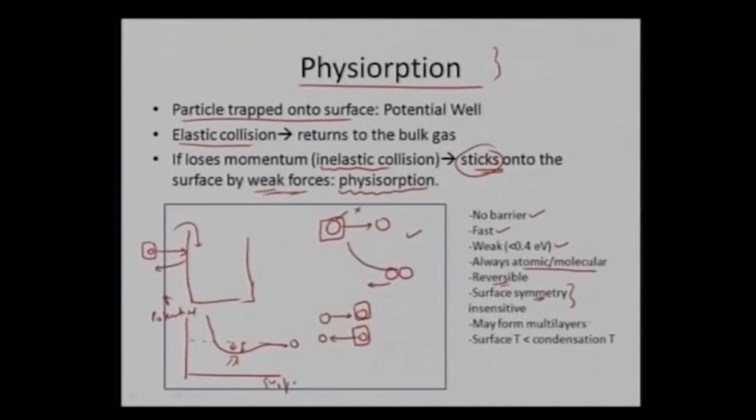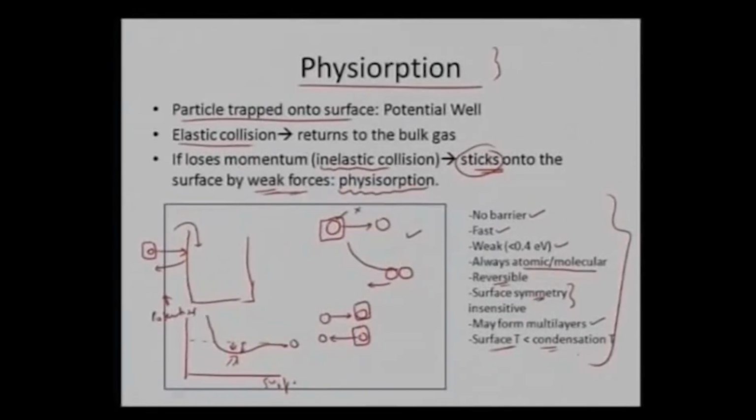And they can also go on forming multilayers, because if I have a particular species and a secondary species comes and sits on the surface, now that adsorbed species again has some free surface available to it, so it can keep forming multilayers. The surface temperature has to be lower than the condensation temperature, so that the species can lose its energy and stay on the surface for a pretty long time. So this is the overall deal with physisorption: they don't have a barrier.